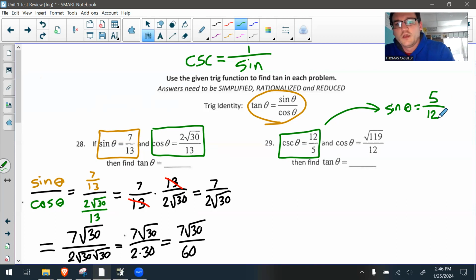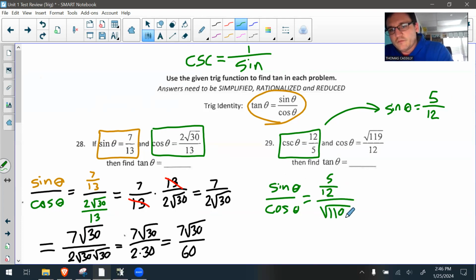So we got the sine over the cosine. Sine of theta over cosine of theta, plug in what you know. We got 5/12 over the cosine, which, oh boy, we got square root of 119 all over 12. Kind of an ugly number, but that's okay. So you got 5/12 times 12 over square root of 119. And just like on the last one, the 12s cancel. So you're left with 5 over square root of 119.